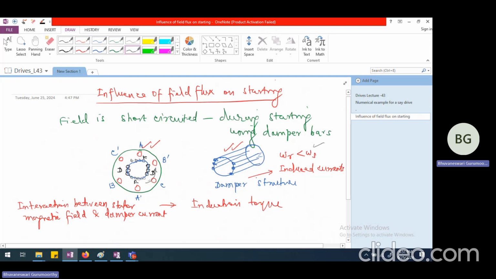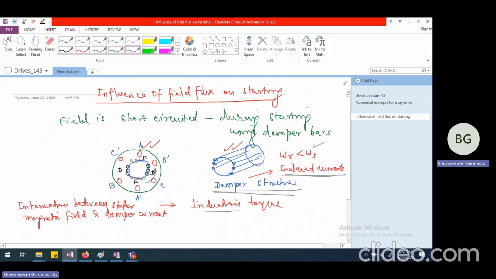The moment it reaches, if at all it reaches synchronous speed, then there will not be any induced EMF in the damper, and there will not be any induced current in the damper. So the induction torque will become zero. So always the speed will be slightly less than synchronous speed.